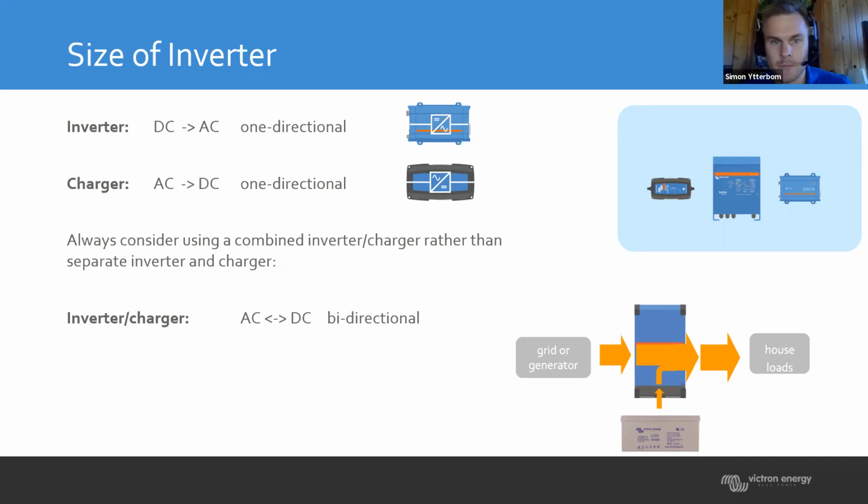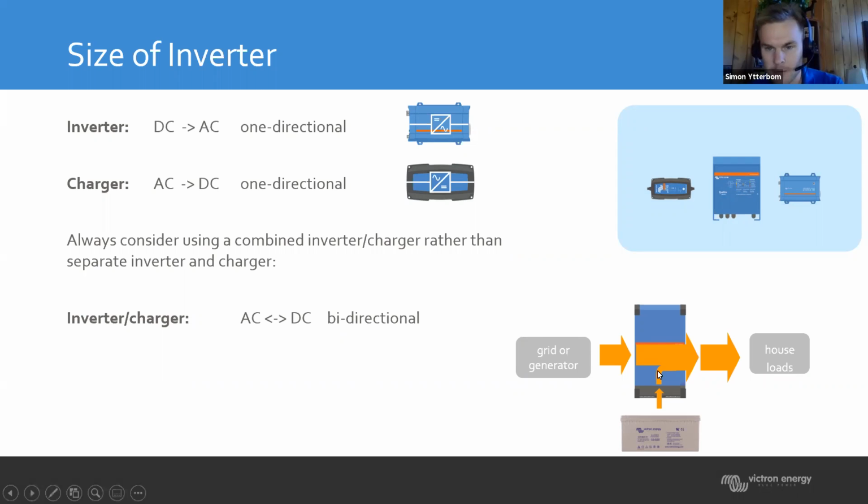There are two different styles of inverter. One is a standalone inverter. It converts DC battery power into AC, 120 or 240, 230 volts, to run your AC appliances. There's also a charger inverter option, and you should always try to consider using an inverter charger because it adds quite a lot of benefits to the system.